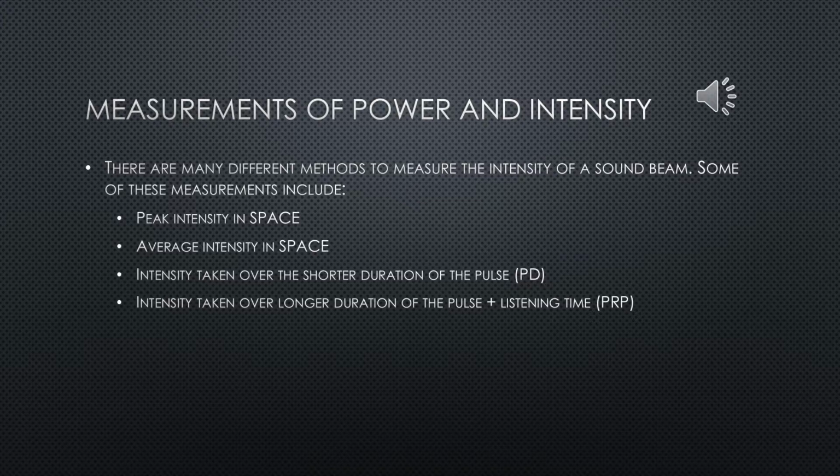Measurements of power and intensity. There are many different methods to measure the intensity of a sound beam. Some of these measurements include peak intensity in space, average intensity in space, intensity taken over the shorter duration of the pulse, or pulse duration, intensity taken over longer duration of the pulse, plus listening time, or pulse repetition period.